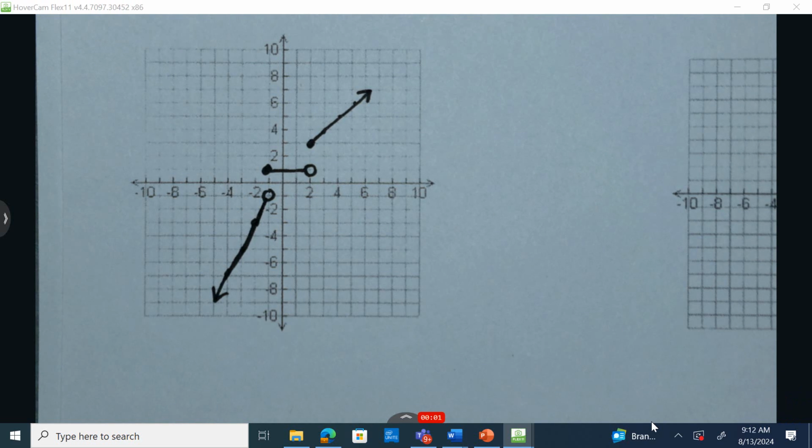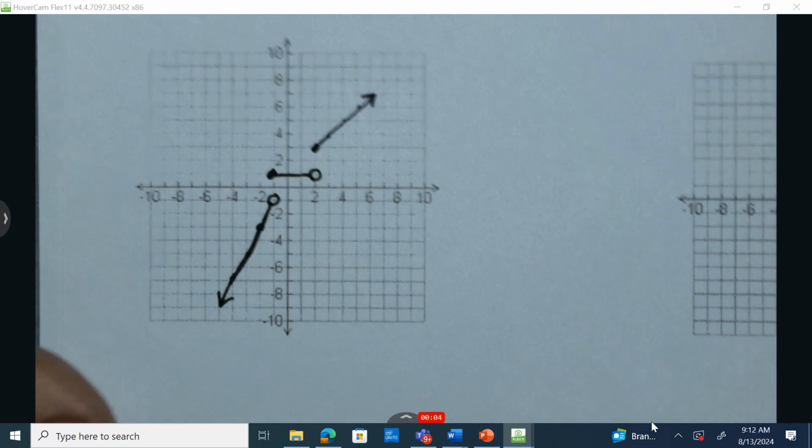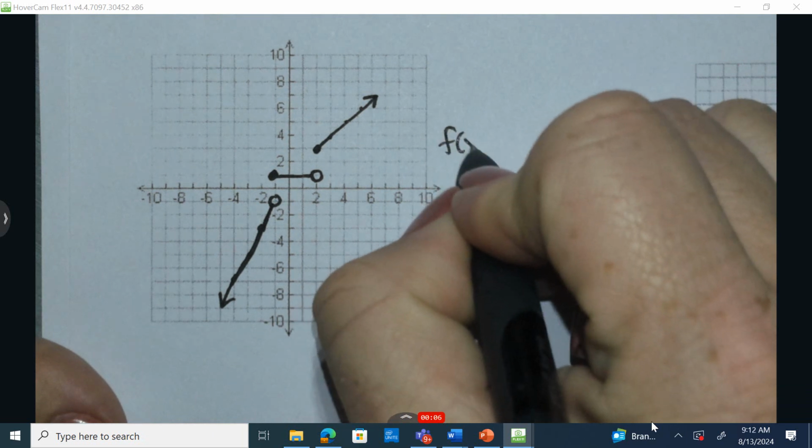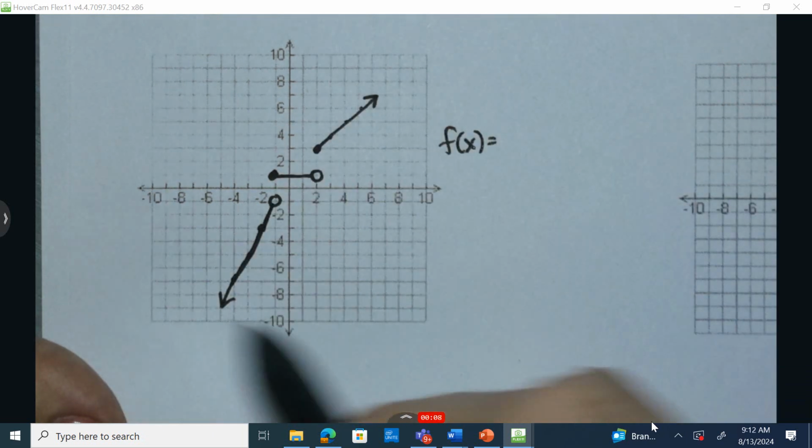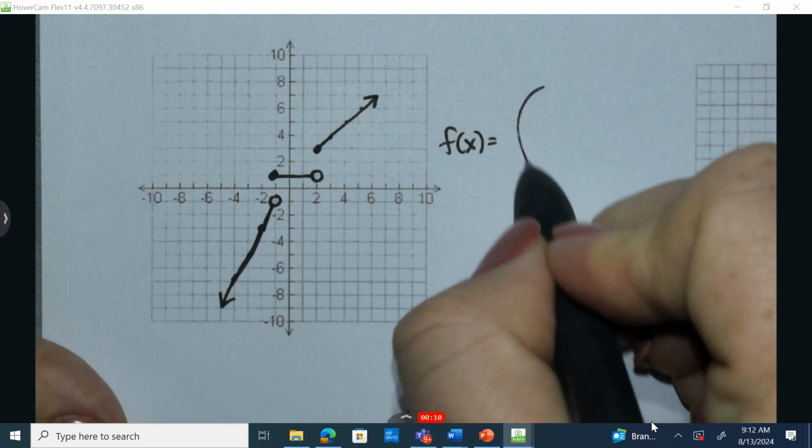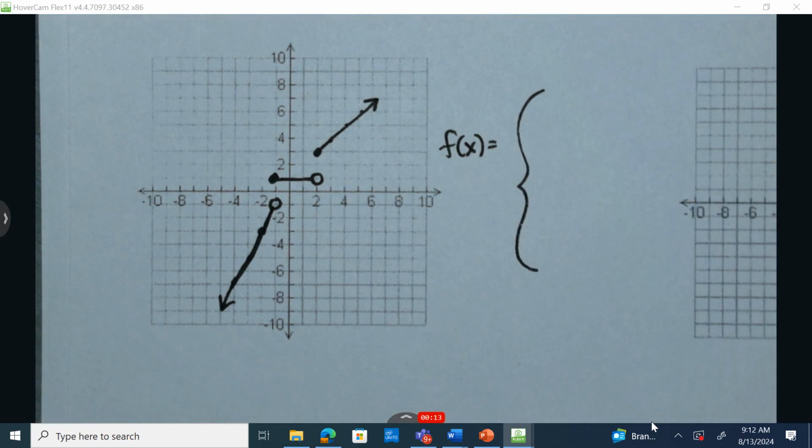So you are provided here with 3 different pieces to a function. And so we're going to write f of x. You should be doing the same. You don't have to graph this. You can see the graph up here. So how do you go about coming up with the equations?